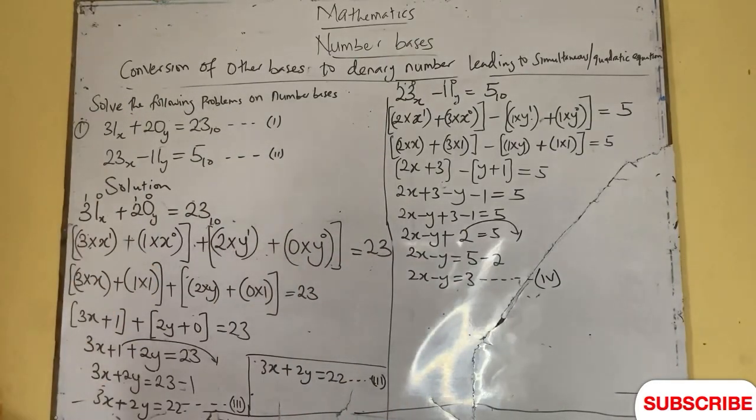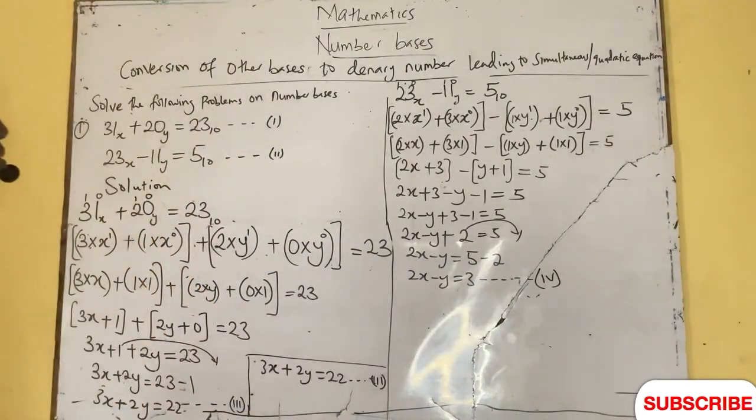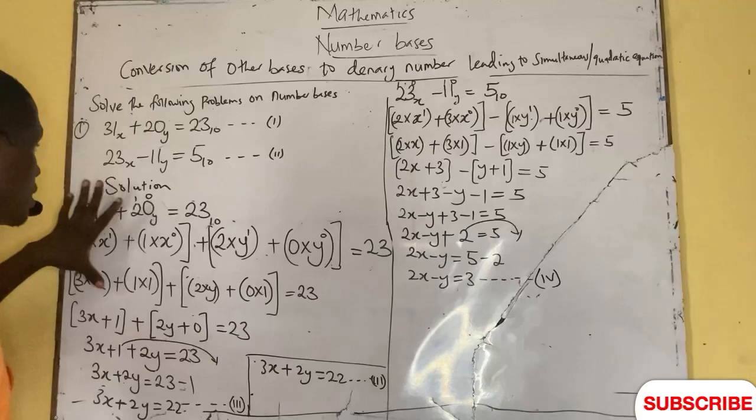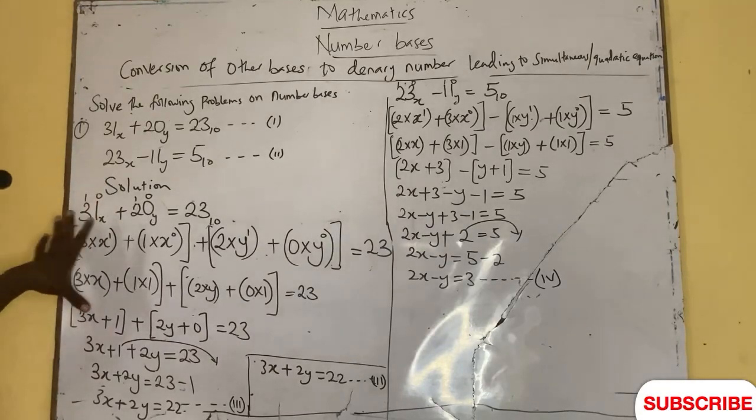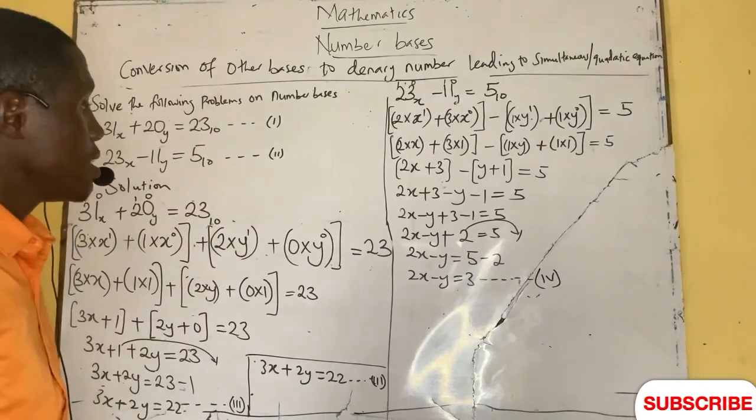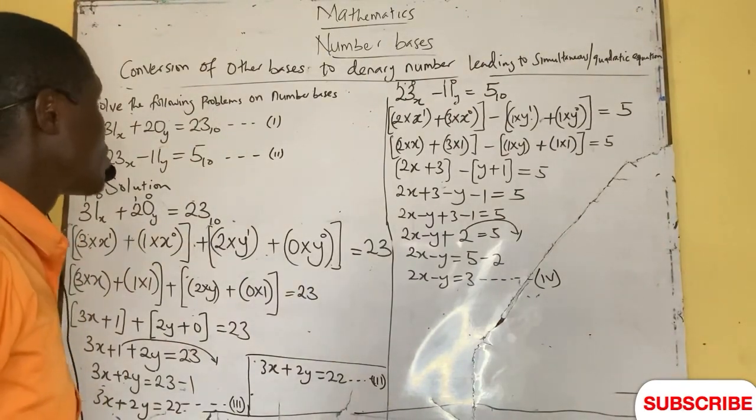So this is equation 3, this is equation 4. Now they have led us to what? A simultaneous equation. You can see how we arrive at the simultaneous equation from the binary number basis. And bringing these equations together now, we are going to solve them simultaneously.